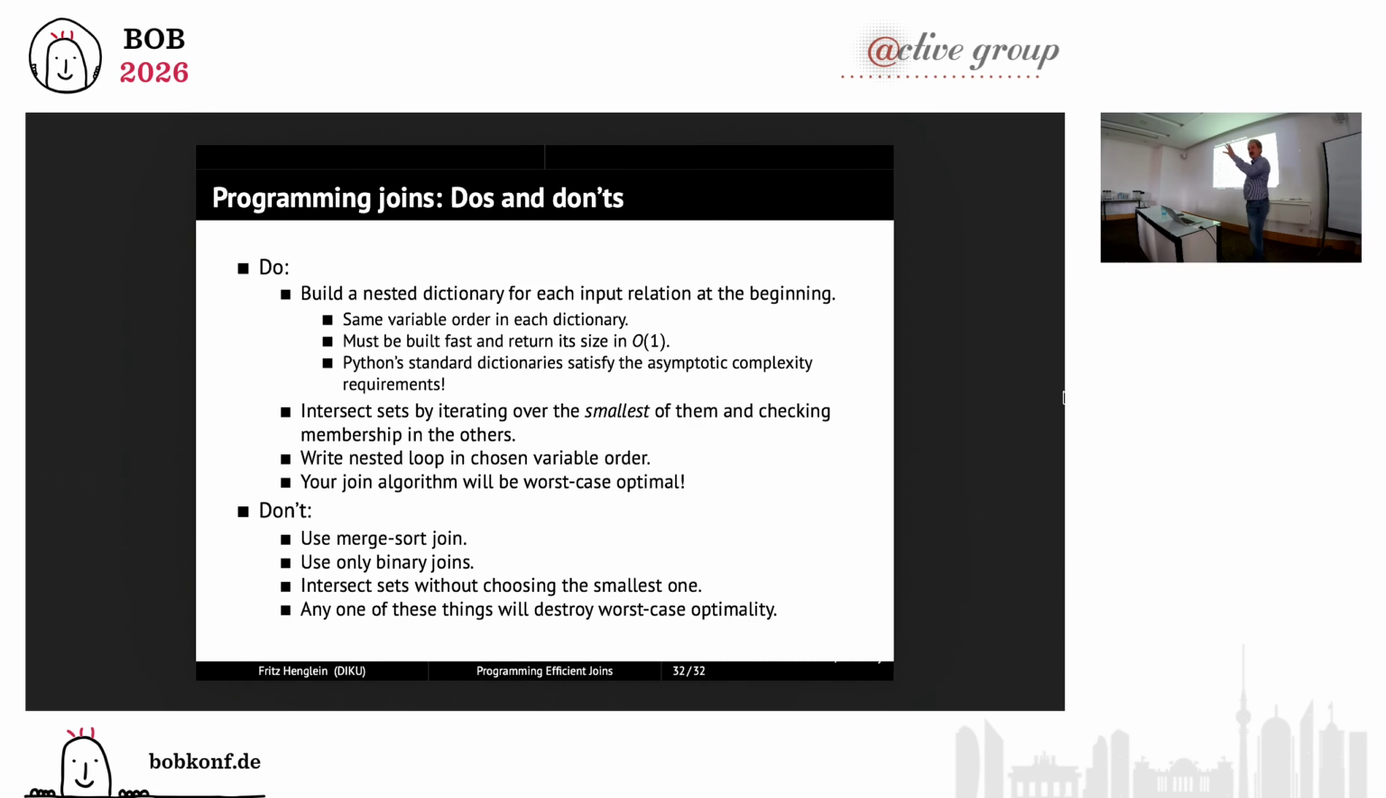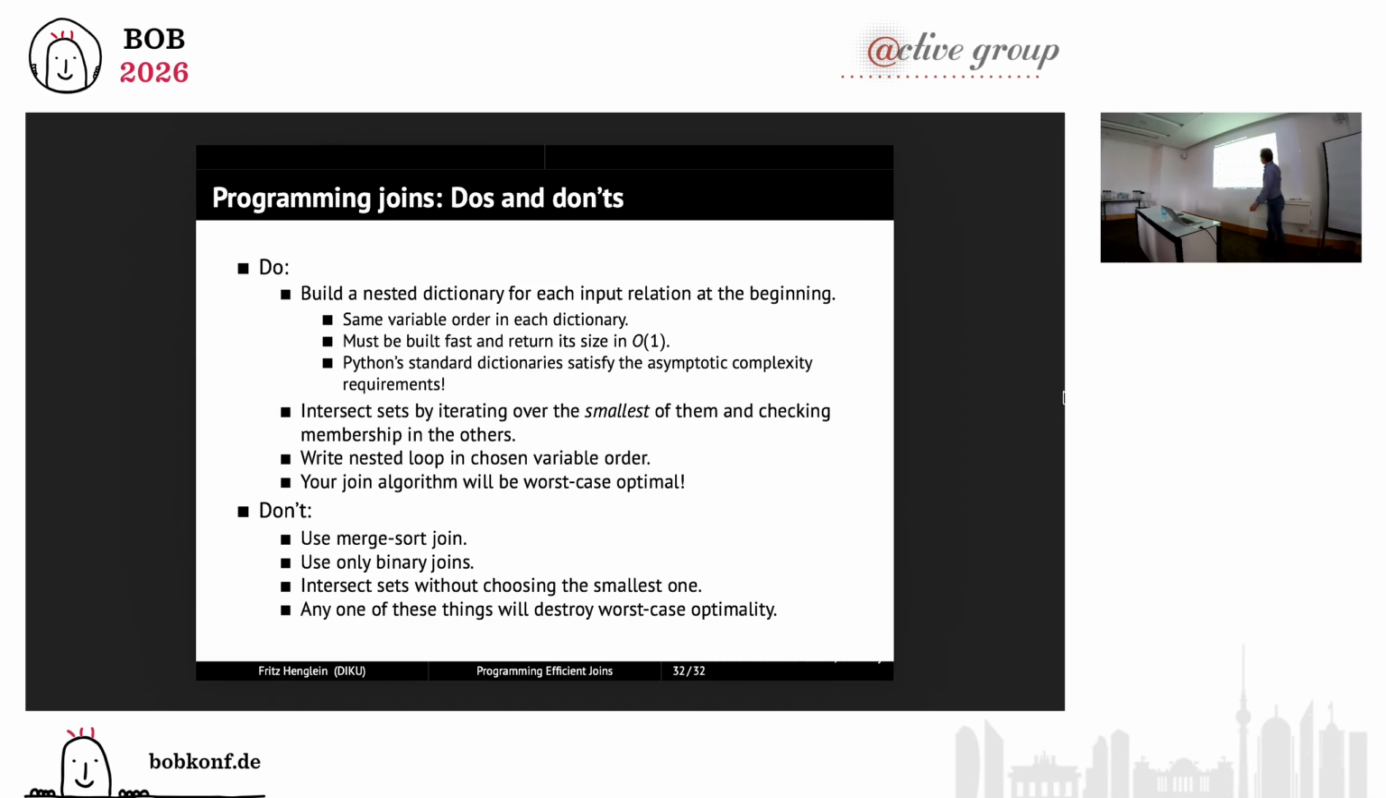So, summary. Mike said, do build a nested dictionary for each input relation at the beginning. Same variable order in each dictionary, must be built fast to return its size in order one. It turns out Python has the built-in dictionary, which has the right thing. It's amazing when I discovered that. And I'm also done.